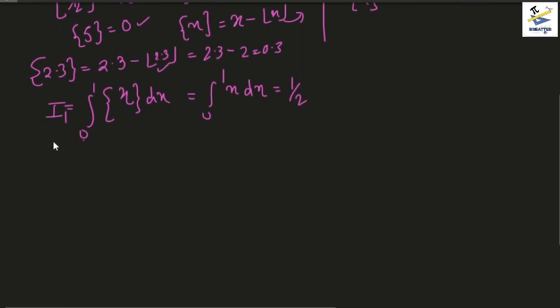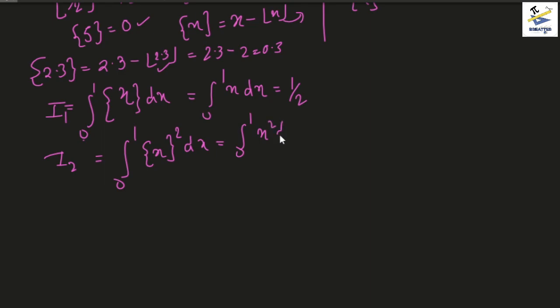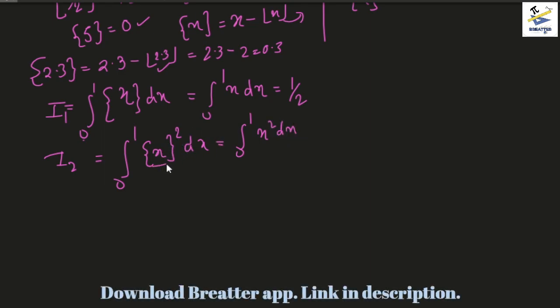So this is one kind of integral. Let us see another variant. Let us say we have I2 equals the integral from 0 to 1 of the fractional part of x, whole square, dx. This would be again the same. This would be the integral from 0 to 1 of x square dx, because we have the fractional part whole square, not inside it. So that means the fractional part of x is still x, and it will be 1 by 3.